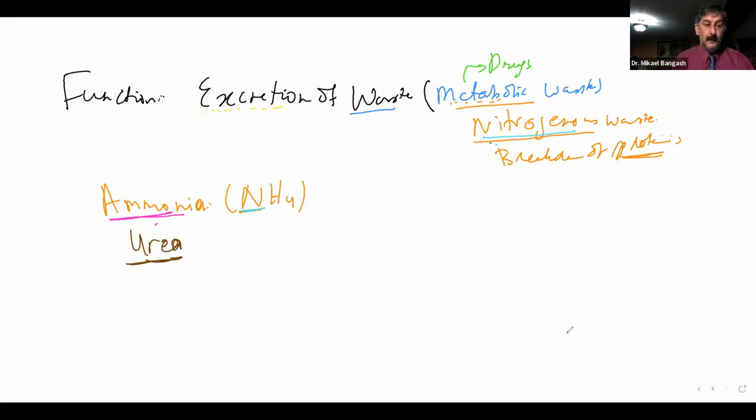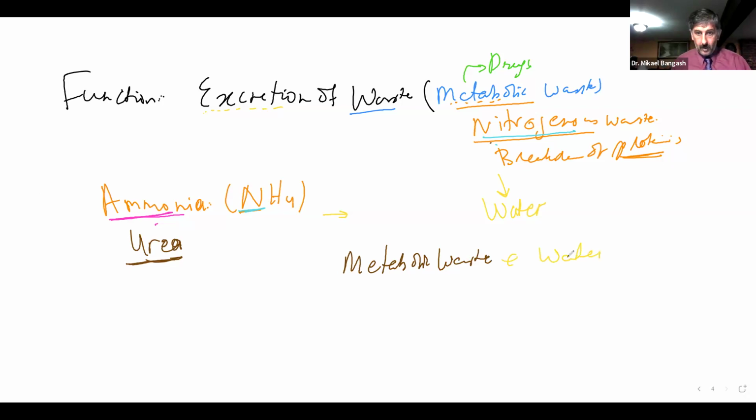Any questions? Now the question mainly is, okay, how? Well, these metabolic waste products are mainly going to mix with water. So we can mainly say the cocktail of metabolic waste and water becomes what we call urine.